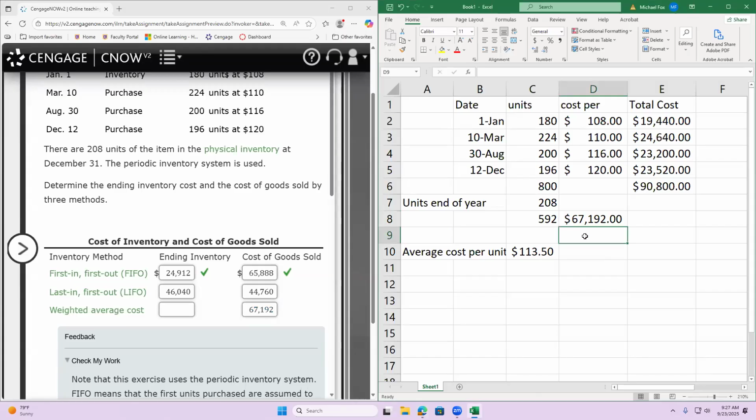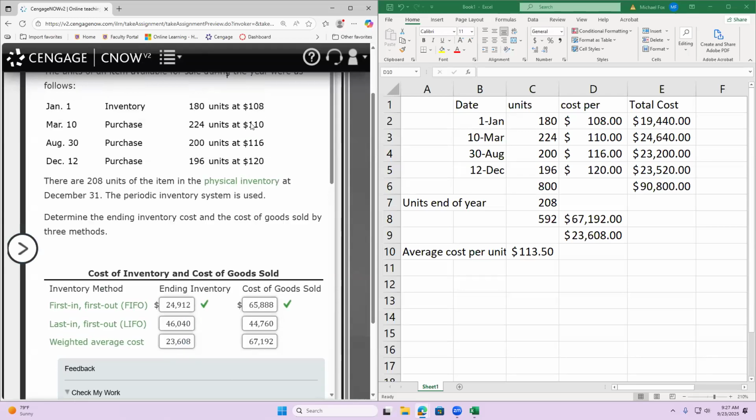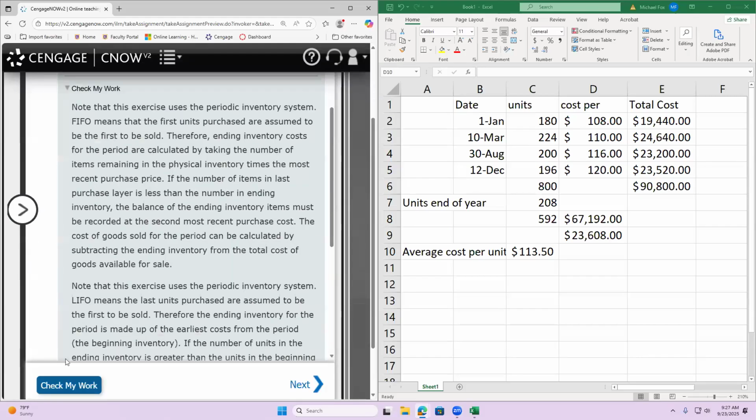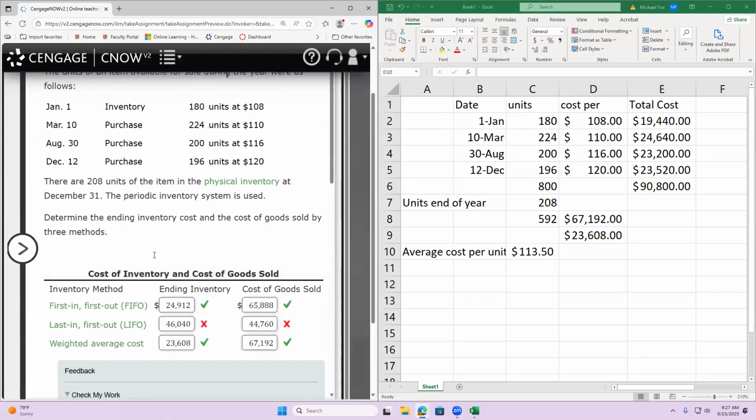And then again, I can just take 90,800 minus 67,192, which gives me 23,608. The reason it looked funny to me is the weighted average should come out somewhere in the middle, typically between first in, first out and last in, first out, in a situation where my costs are rising like that. So let's use a check since we have unlimited checks, and then let's figure out what we did wrong here.